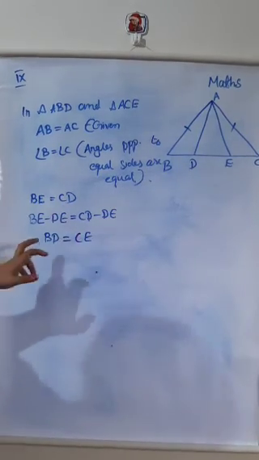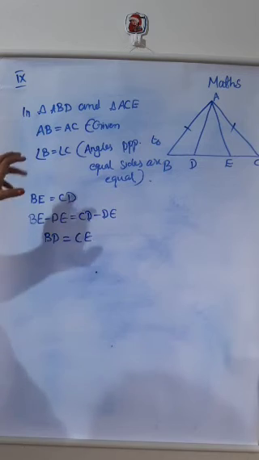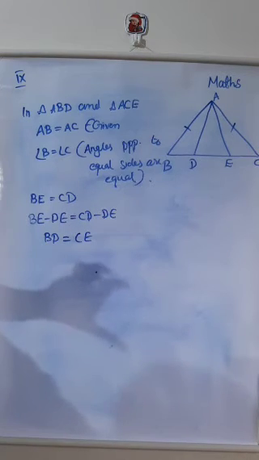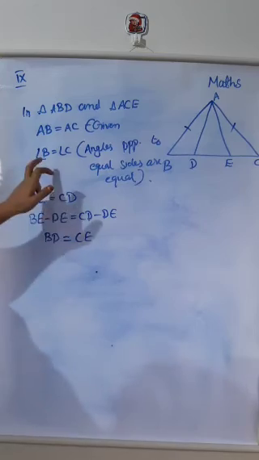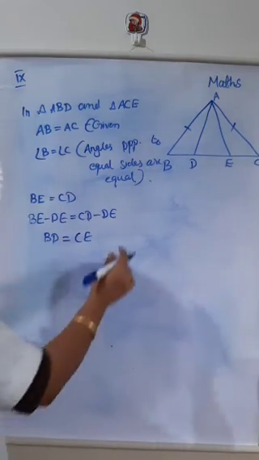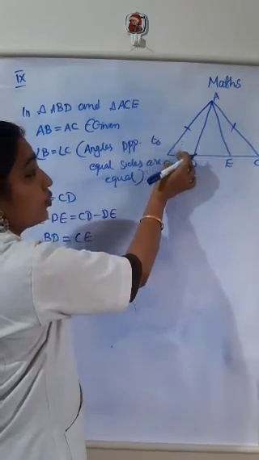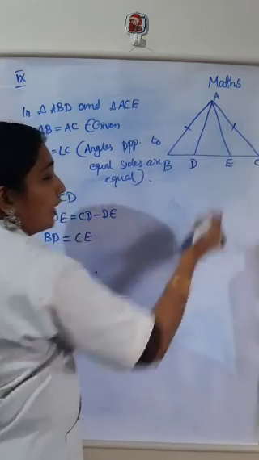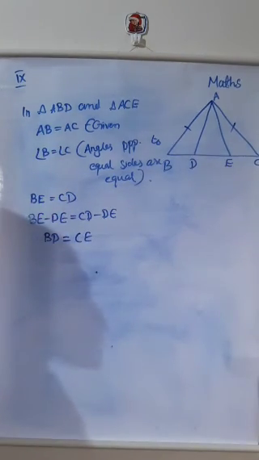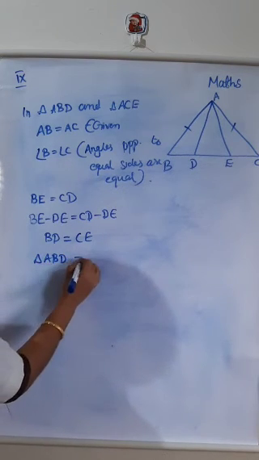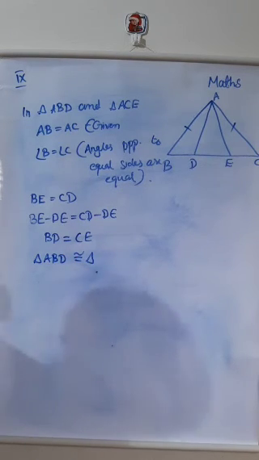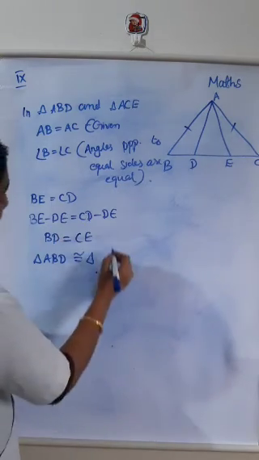So we got BD equal to CE. In triangles ABD and ACE, we have AB equal to AC, BD equal to CE, and angle B equal to angle C. That is two sides and the included angle. So by the SAS congruence rule, triangle ABD is congruent to triangle ACE.